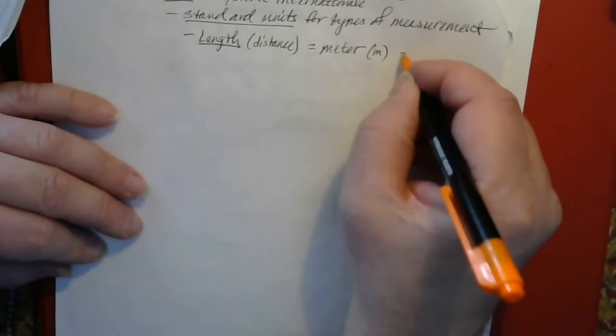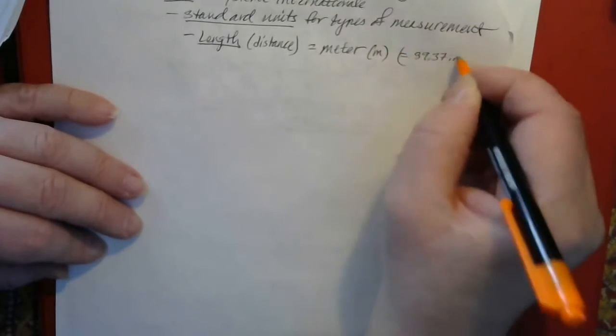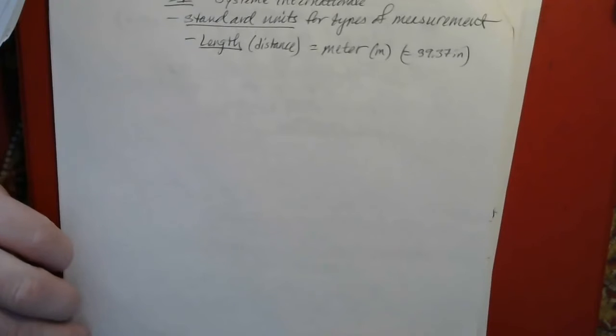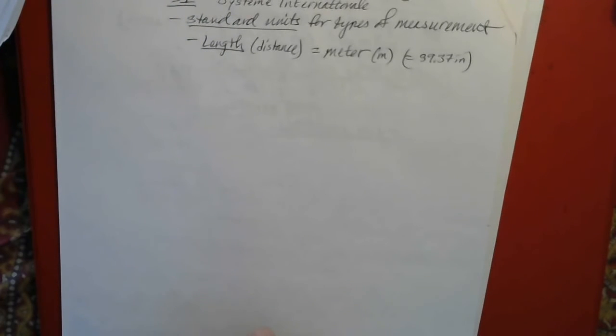And just for comparison, a meter is 39.37 inches. So it's about 3 1/3 inches longer than a yard. So in general, you can, at least to an approximation, think of yards when you think of meters.